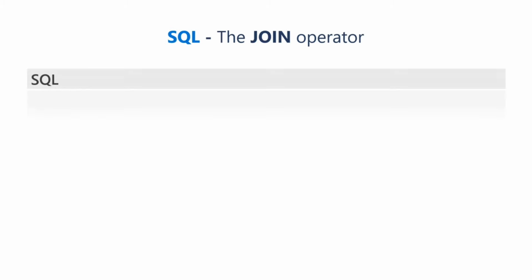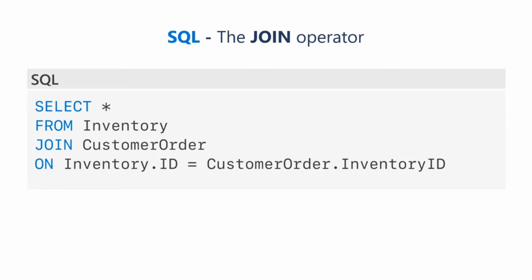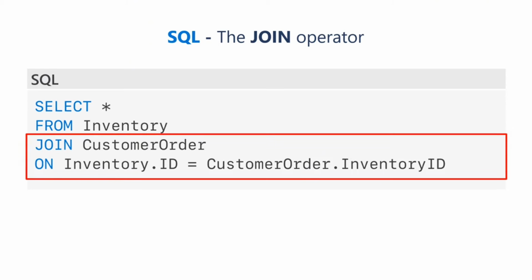This query shows an example that joins two tables, named Inventory and Customer Order. The query retrieves all rows where the value in the Inventory ID column in the Inventory table matches the value in the Inventory ID column in the Customer Order table. You join two tables together by using the join operator, which is placed after the from clause.